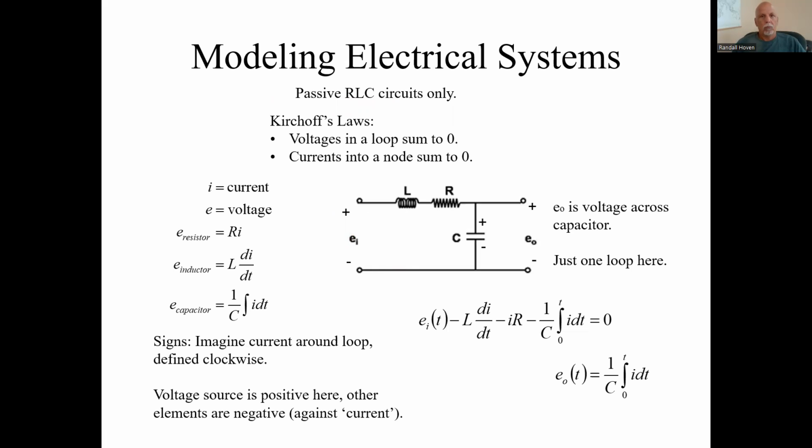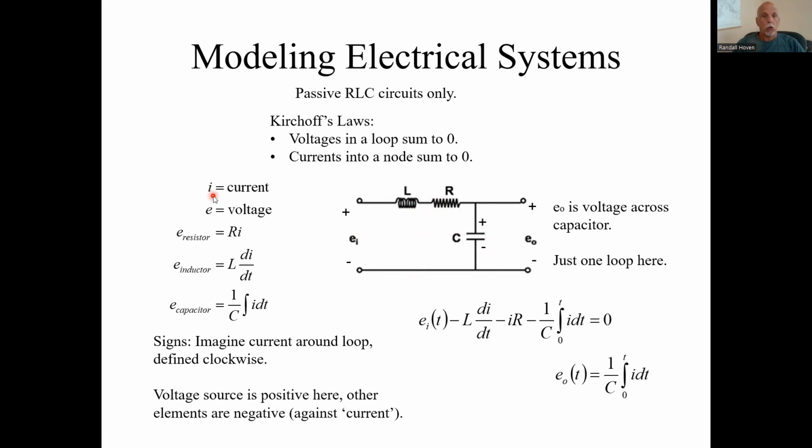And we just use Kirchhoff's laws, which are voltages in a loop sum to zero, and currents in a node sum to zero. So here is a loop around this E sub I through the inductor, resistance, and capacitor around here. There aren't really nodes in this case. This kind of looks like a node, but it isn't really. This voltage drop to the right is really just the voltage drop across this capacitor.